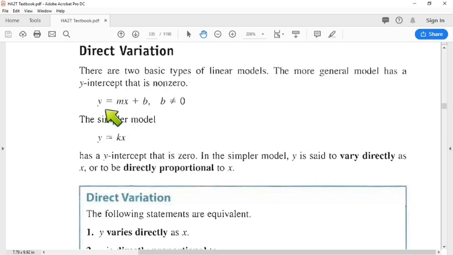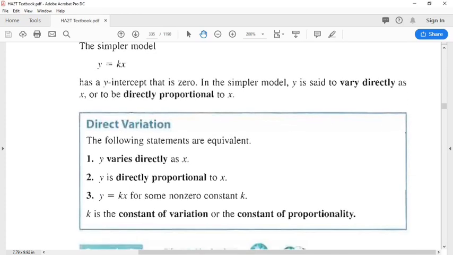You're used to this linear model right here, y equals mx plus b. That's slope-intercept form. A simpler linear model would be y equals kx. The way you can read this is: y is said to vary directly as x, or to be directly proportional to x. So y is directly proportional to x.